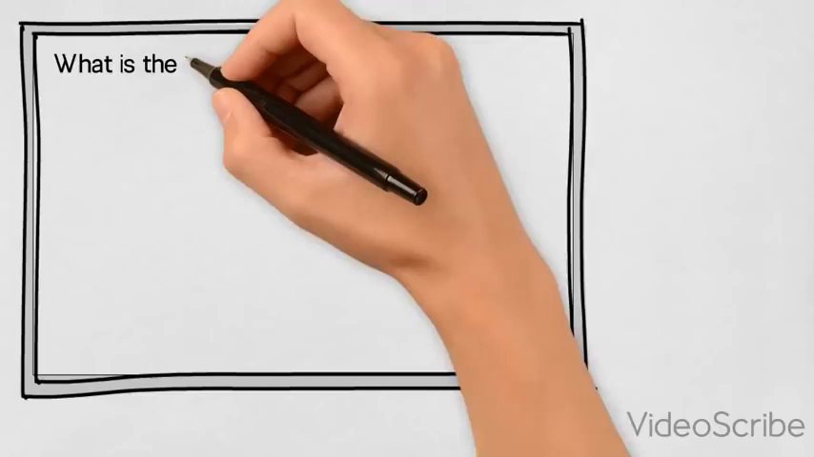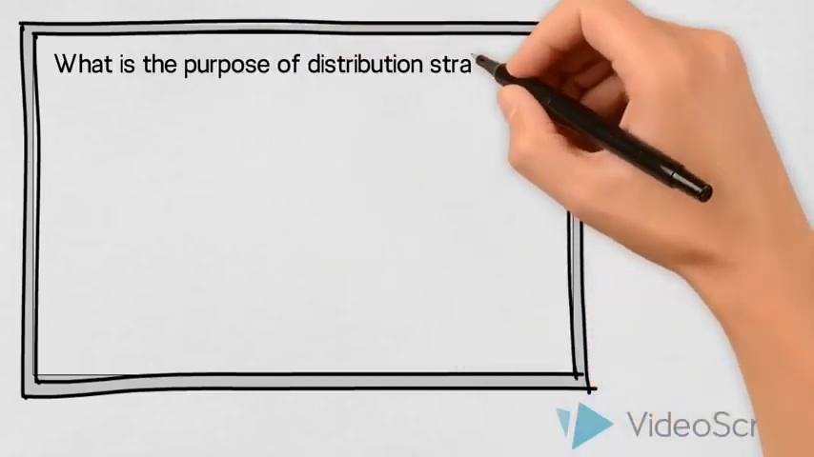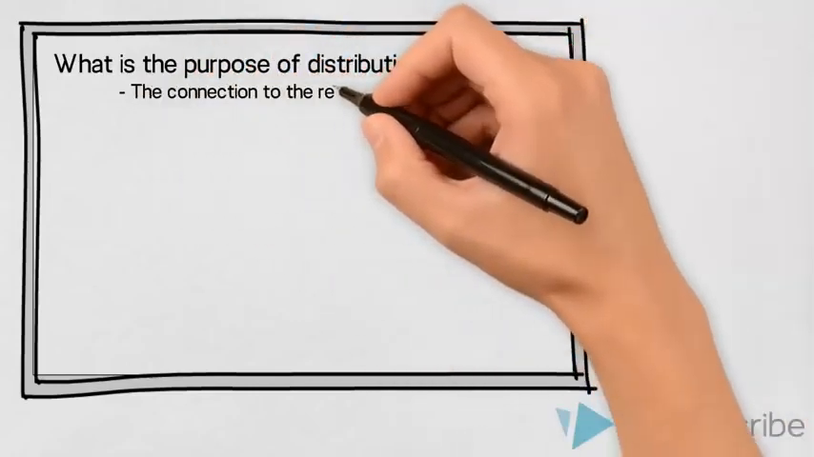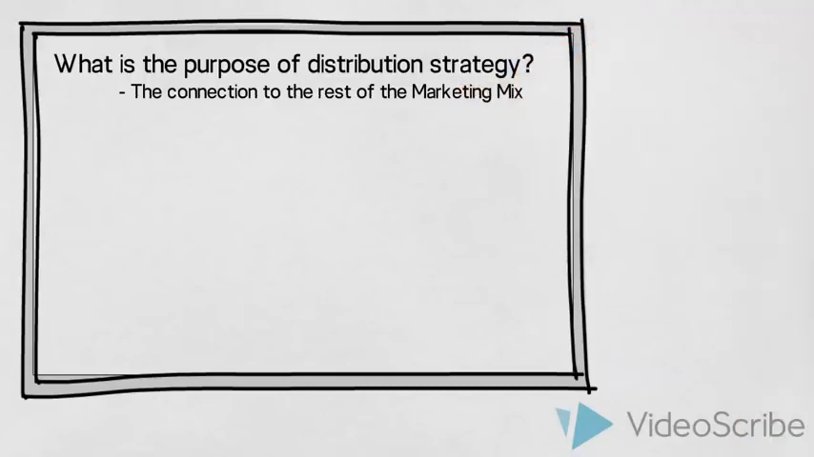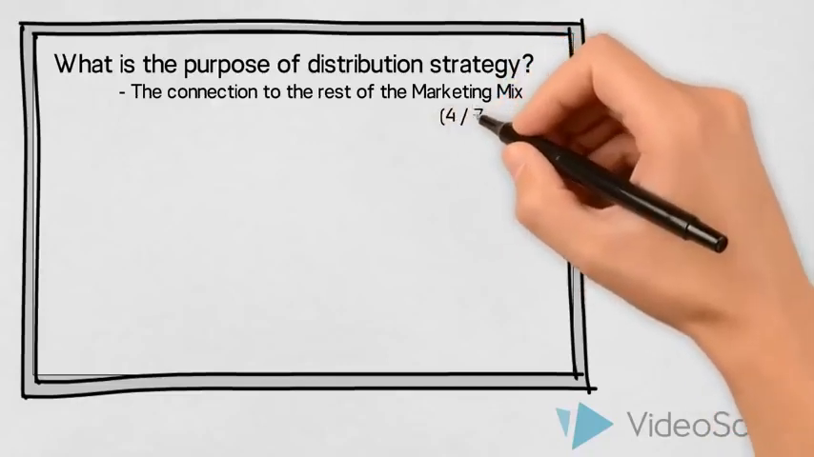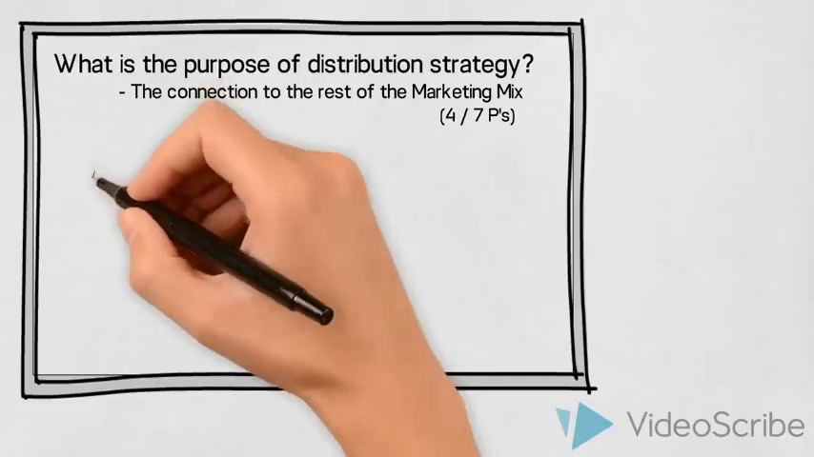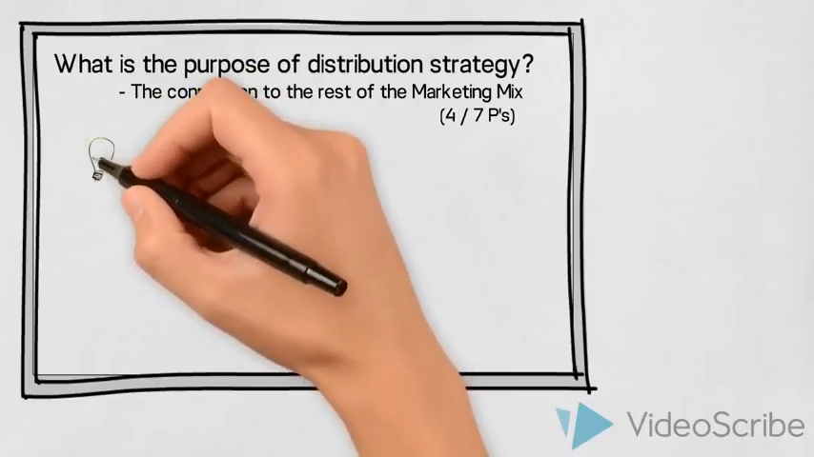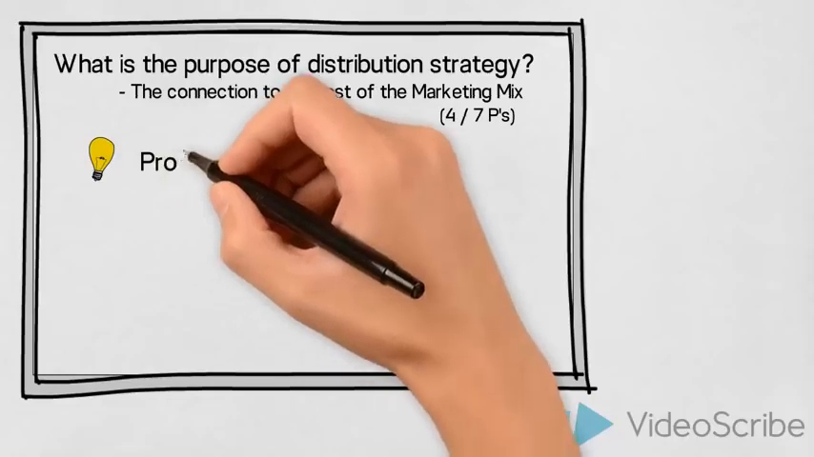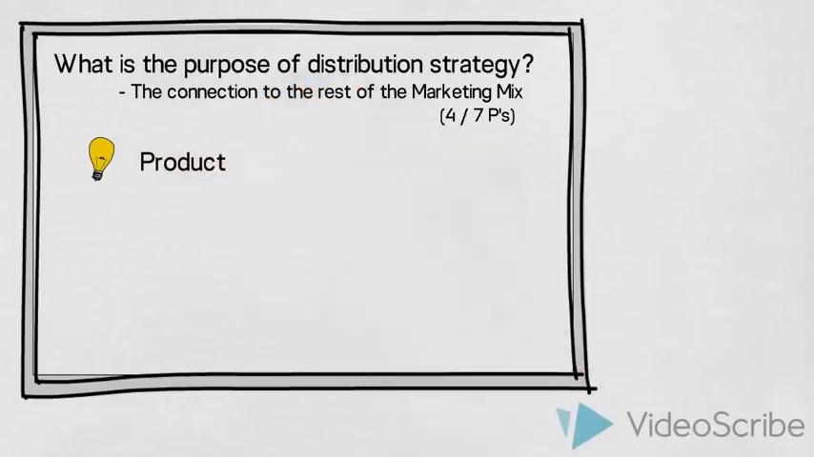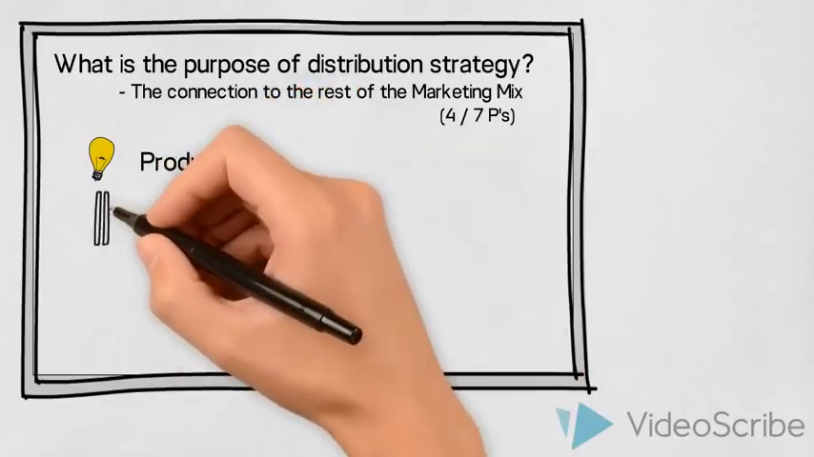What is the purpose of distribution strategy? And what is the connection to the rest of the marketing mix? When you are asked to design the marketing mix, you need to make decisions on 4 or 7 core elements, also known as the 4 or the 7 Ps. First of all, any issues concerning the product. This would include packaging and all other elements in connection with the product.